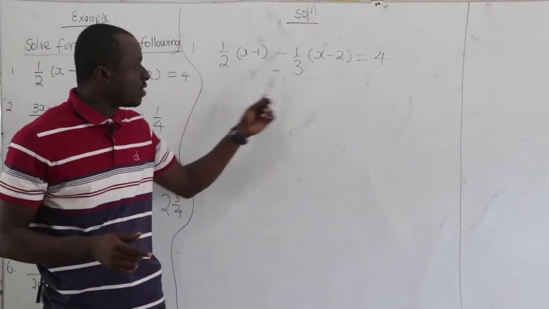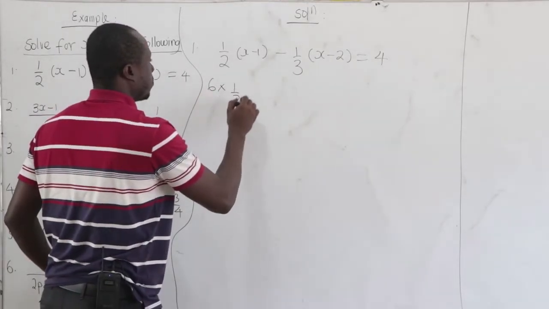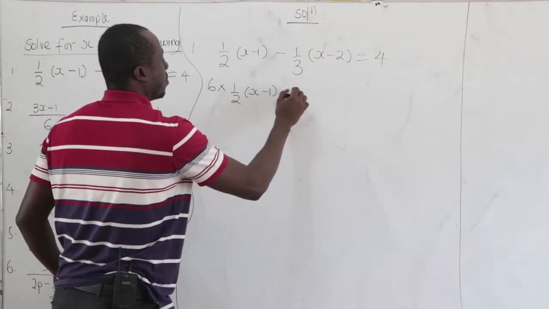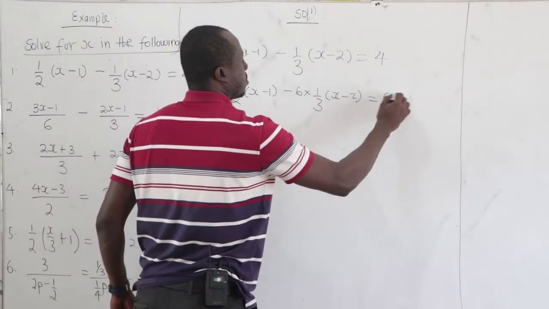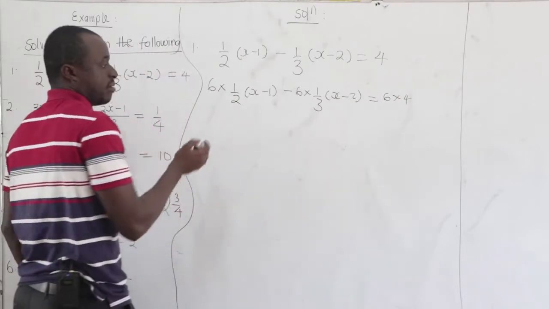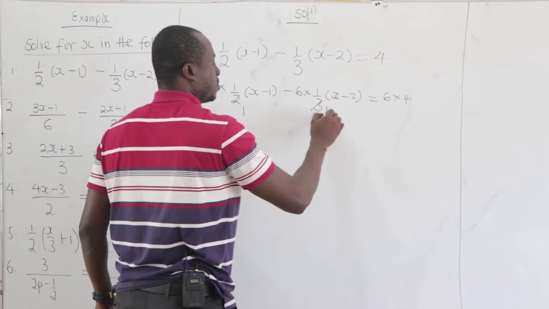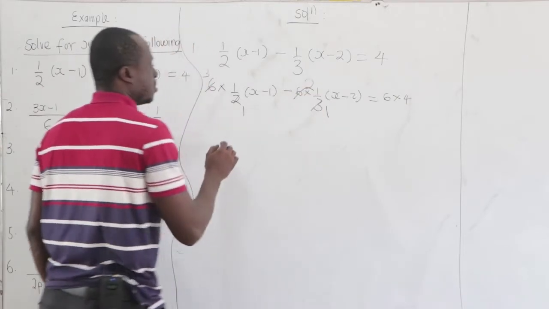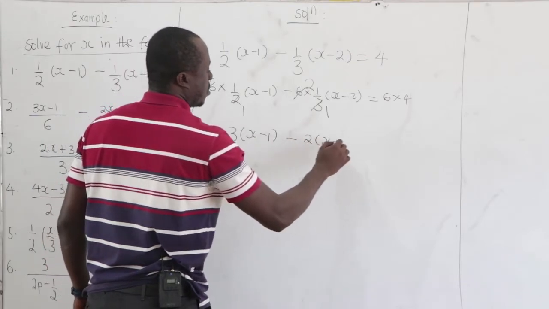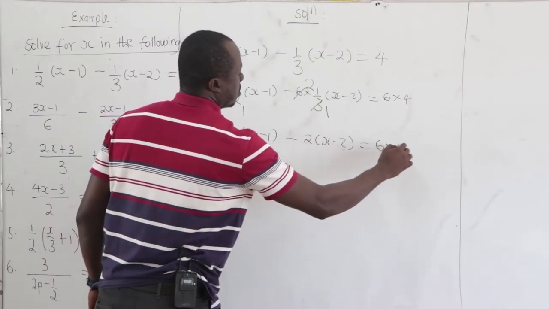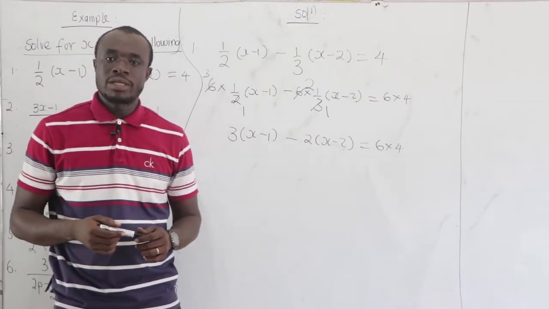The LCM, we have 2 and 3, the LCM is 6. So we have 6 times the first term, minus 6 times 1 over 3, we have (x minus 2), 6 times 4. Now, 2 will go into 6, that is 3 times. 3 will go into 6, that is 2 times. So what do you have? You have 3(x minus 1) minus 2(x minus 2), 6 times 4. From here, what we do? We apply the distributive property to expand.